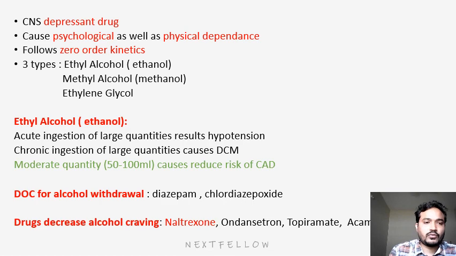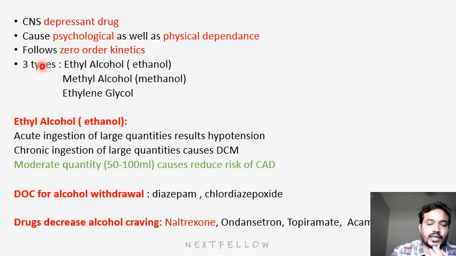So first we'll see what is alcohol. Alcohol is a CNS depressant drug. It will form two types of dependence, that is, one is psychological dependence, at the same time physical dependence, and it will follow zero order kinetics. That means a fixed amount will get excreted irrespective of the volume consumed.